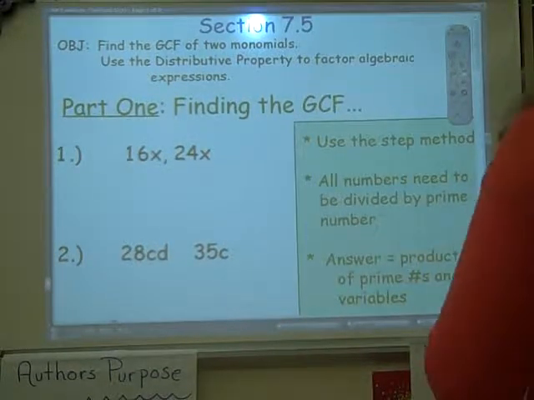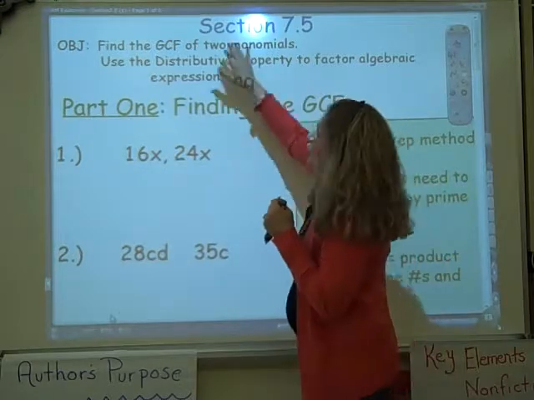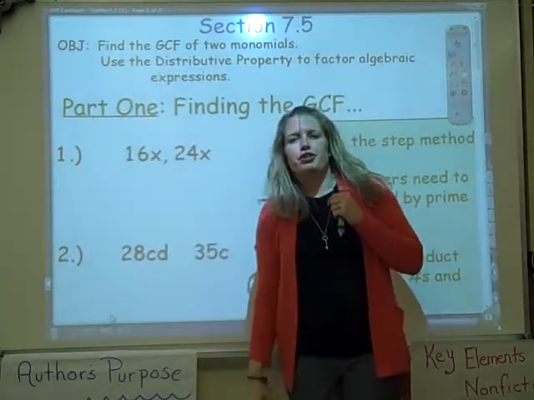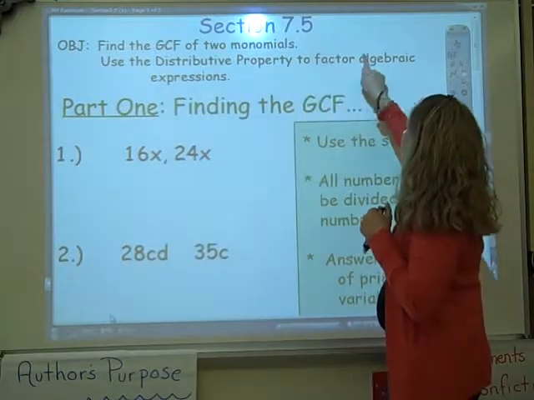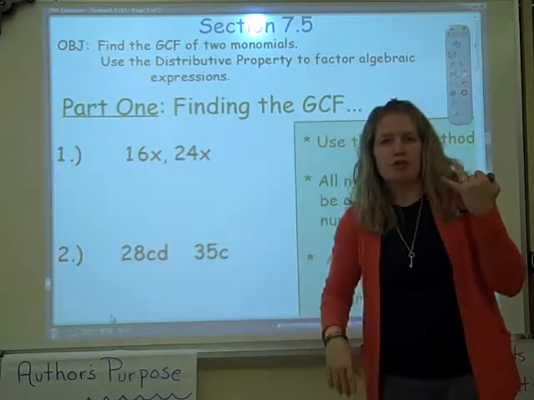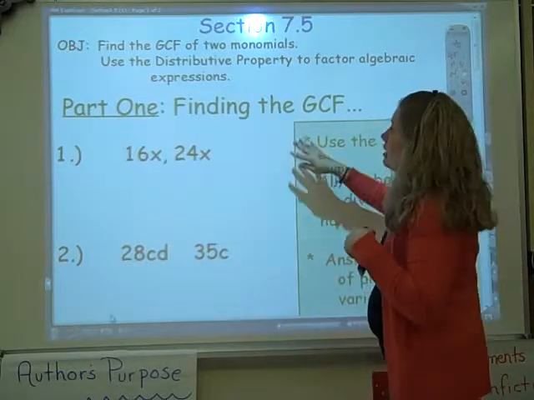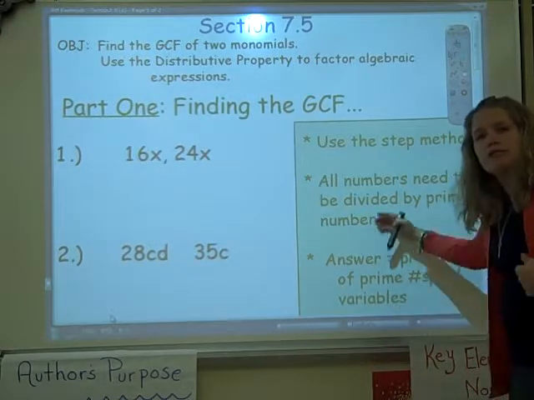All right, hello everybody. We are on the last section of this chapter, 7.5. We're going to be finding the GCF, which is the greatest common factor, and we're going to be using the distributive property to factor algebraic expressions. I'll explain what all that means, but distributive property you should know, and we're going to be factoring. Part 1 is finding the GCF, and these are some steps that you can use to help.